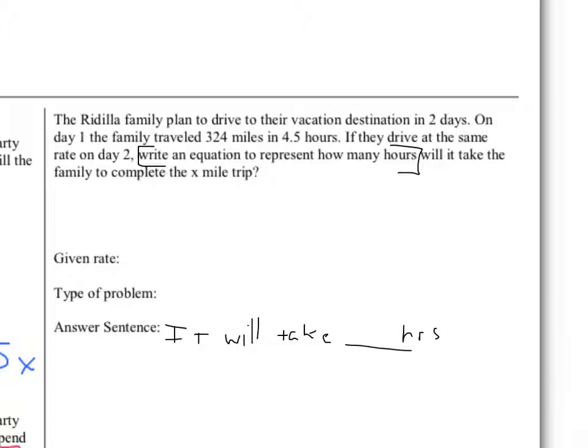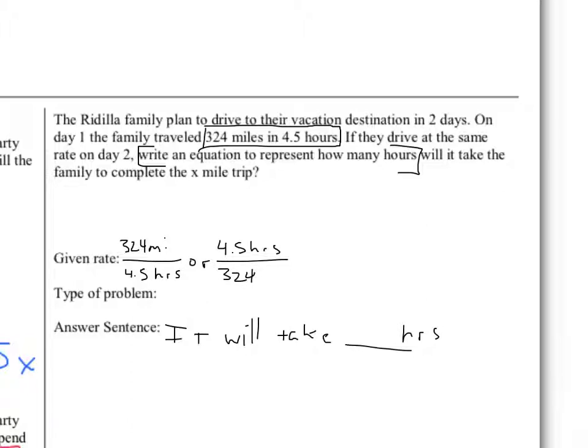As I read through this, where's the rate? Where's our cause and effect? This one's not as obvious as the previous two, which is why I'm going to make you think about it. Where's the rate? 324 miles in 4.5 days. All right, so 324 miles in 4.5 days. So this is 324 miles per 4.5 hours. Oh, I mean hours. Or 4.5 hours over 324 miles. So we've got to figure out which one of those we're going to need here in a second.